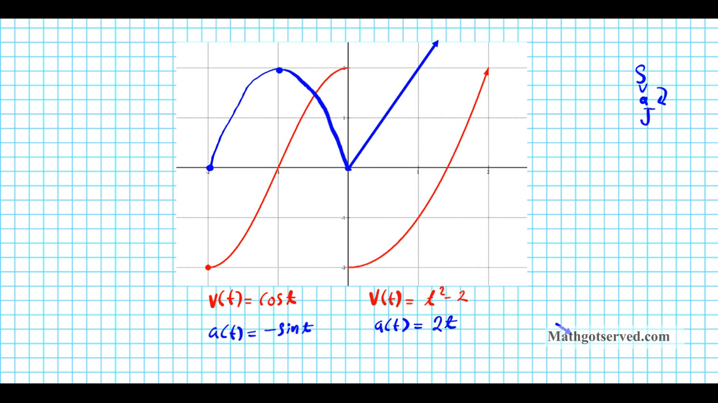Alright? So this function we have just drawn is your acceleration curve, given this red velocity curve right here, okay? So the graph in blue is a of t, and the graph that's in red is your velocity function v of t. Alright, so there you have it.